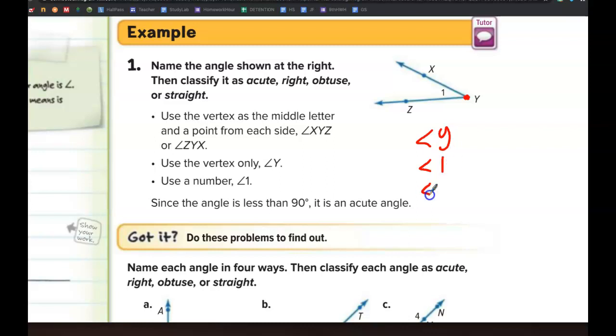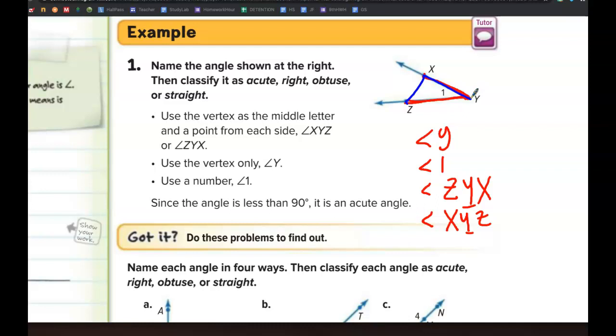And then you can also classify it using 3 letters. It does matter in which order you say the letters. So ZYX is one way. And then you could do it the opposite, XYZ. But your vertex always has to be in the middle. I cannot say angle ZXY because that's not the angle that forms. Okay, so you have to kind of say it as you trace it.